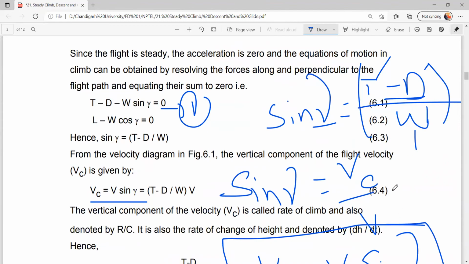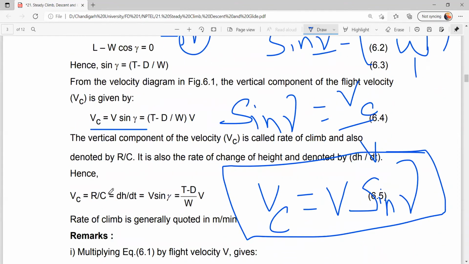So with the help of the angle of climb, we can calculate the speed of climb also. These two factors are very much important. So VC is equal to R by C, dh by dt.